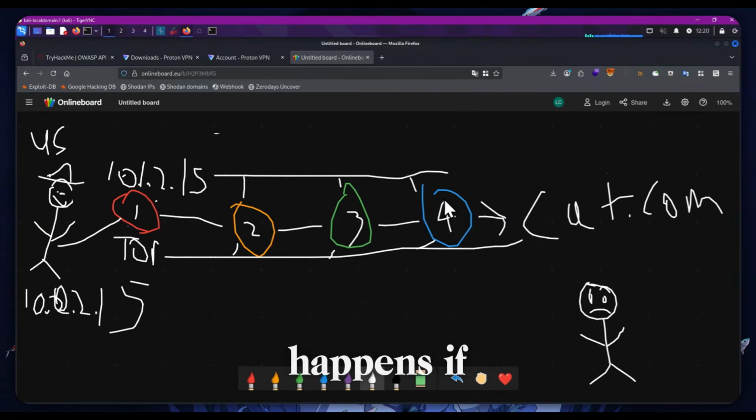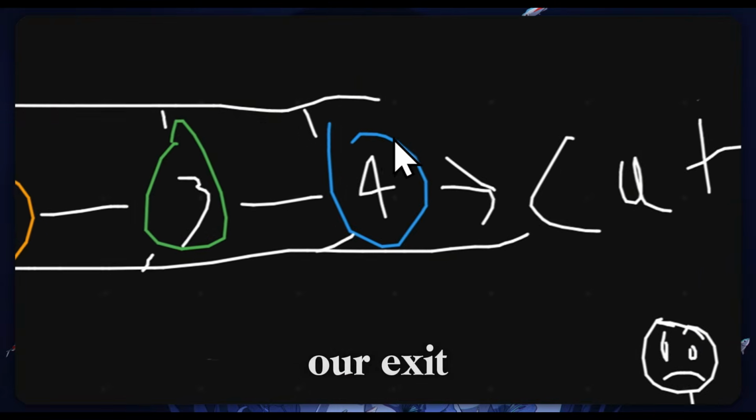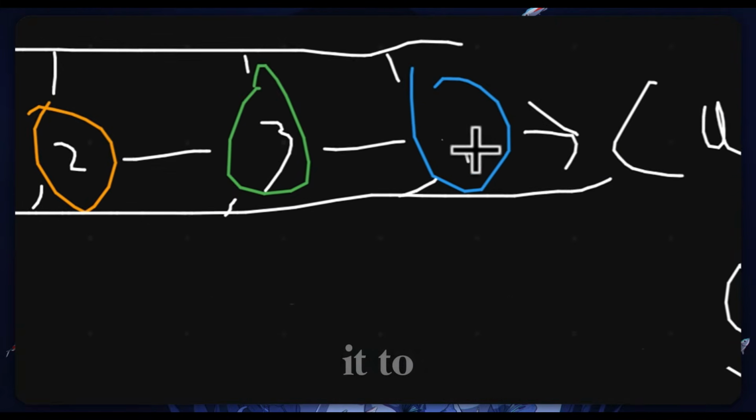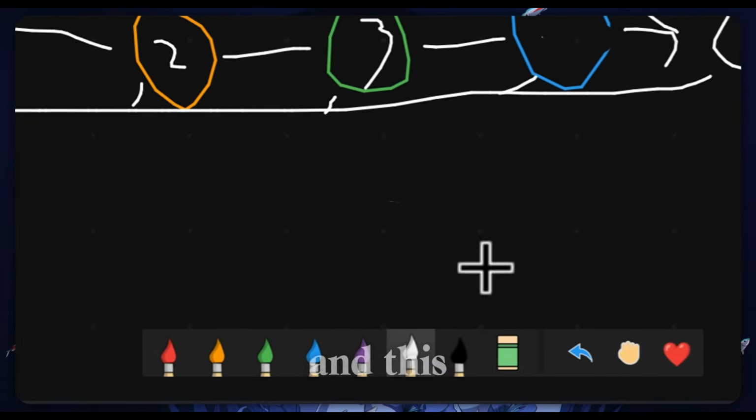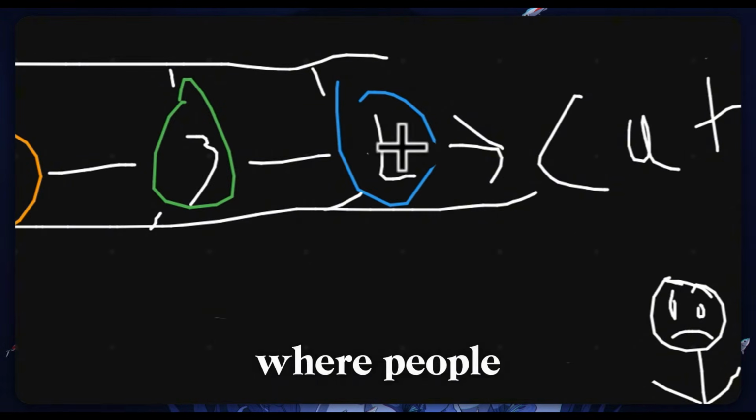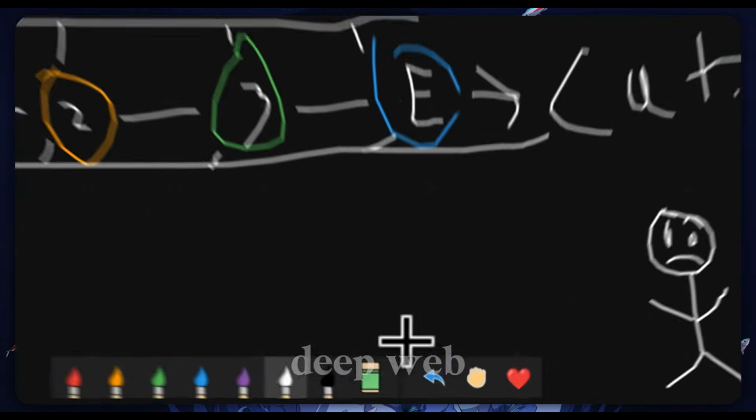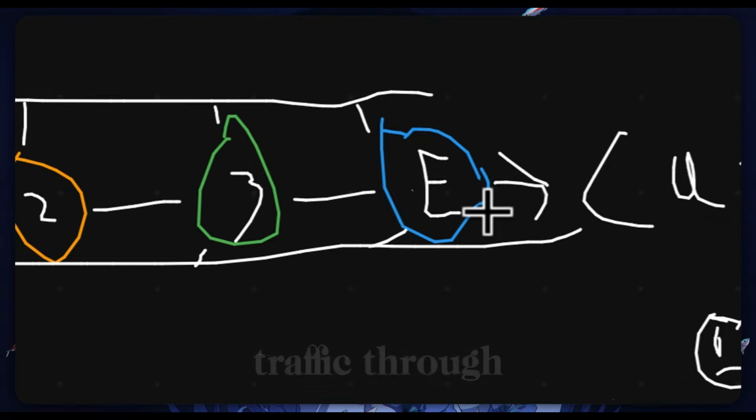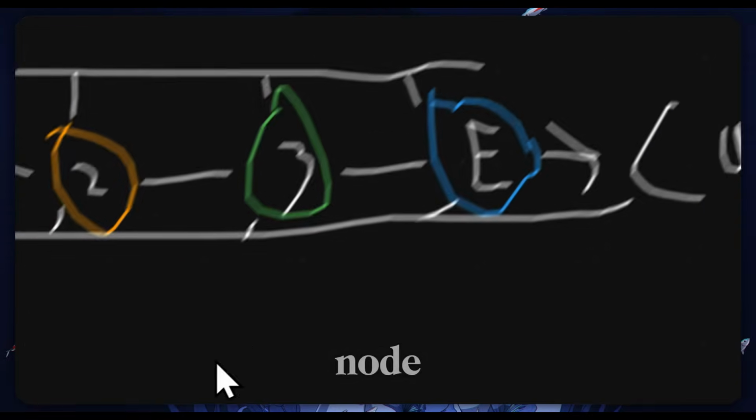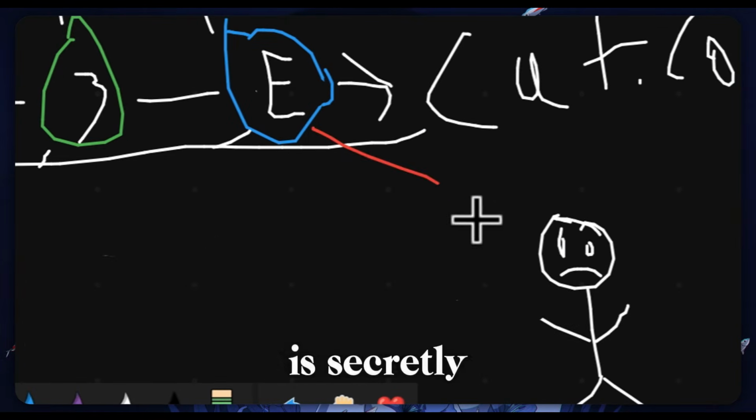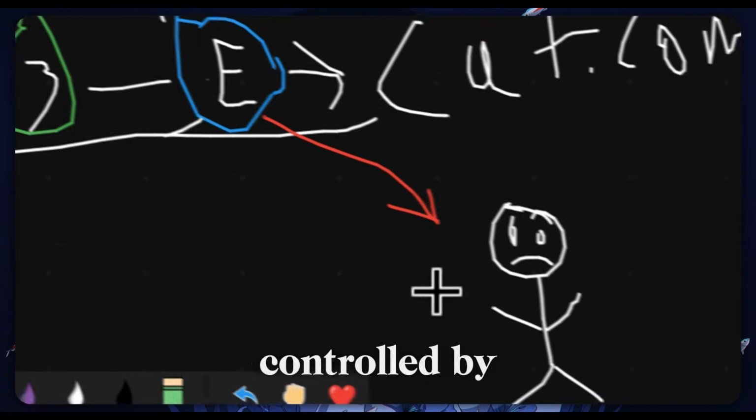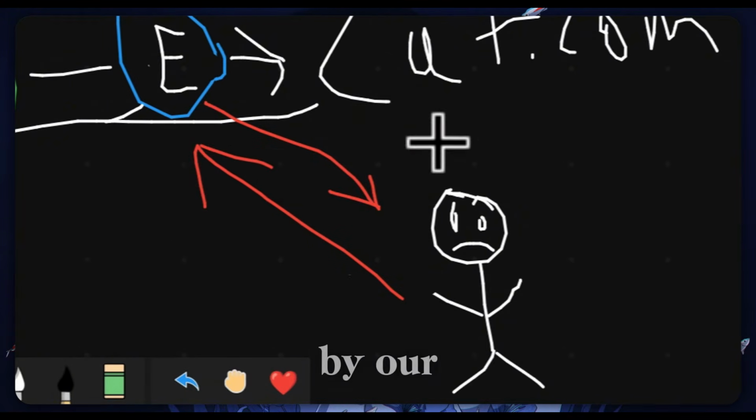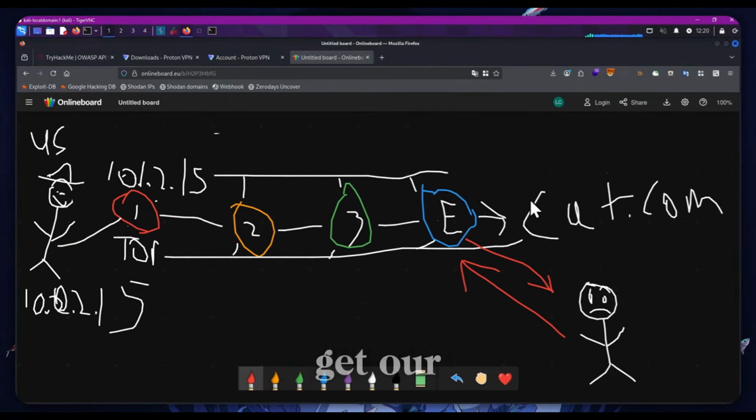But what happens if our exit node, we'll just change it to an E, is compromised? This happens in a lot of cases where people get compromised while using Tor, aka the deep web or the dark web, whatever you want to call it, or just routing their traffic through it. This is our exit node, and the exit node is secretly controlled by or compromised by our little guy over here that wants to get our information. Now when we exit out, it can leak information about us because it's compromised by him.